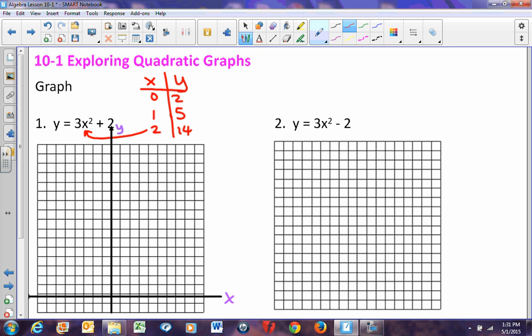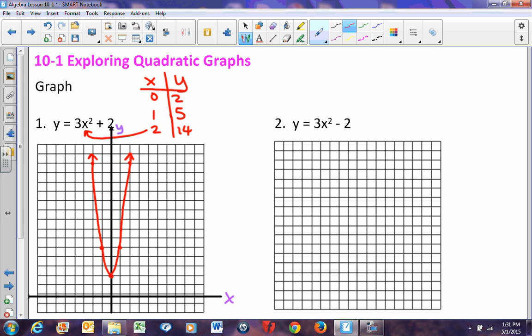0, 2. 1, 5: 1, 2, 3, 4, 5. So its mirror image is going to be over there. And 2, 14: 1, 2, that's 5, 6, 7, 8, 9, 10, 11, 12, 13, 14. So I'm going to do its mirror image over here. So there's the graph of y equals 3x squared plus 2.